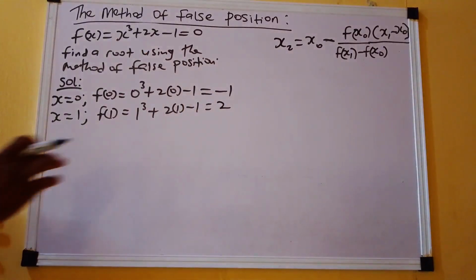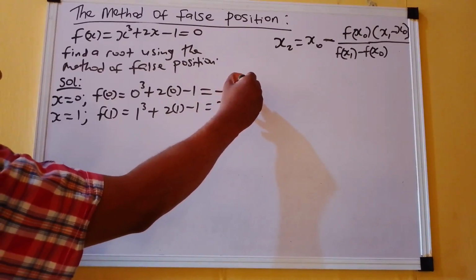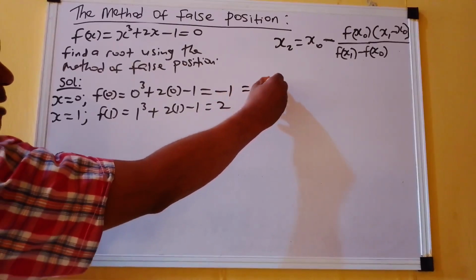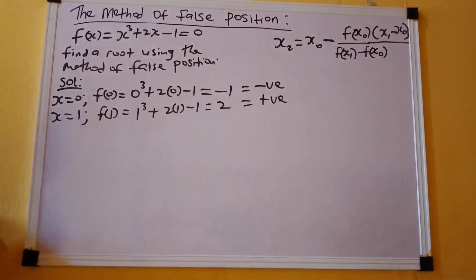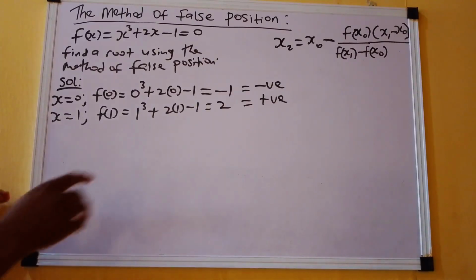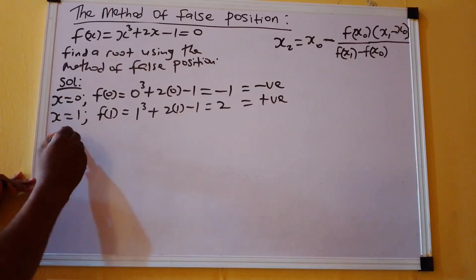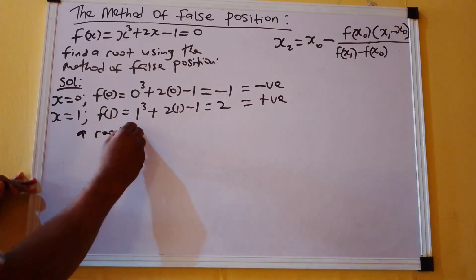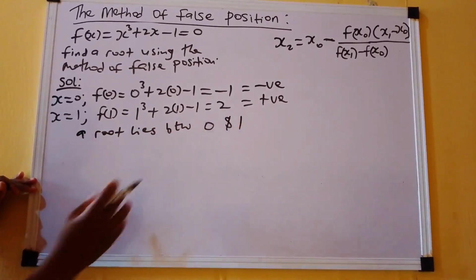So you can see now we have achieved this. This is negative and this is positive, so they are opposite in signs. When we talk about the two values being opposite in signs, it means when one is positive, the second one will be negative. So now you can see we have to take note of this. We have two values, so that means a root lies between 0 and 1.